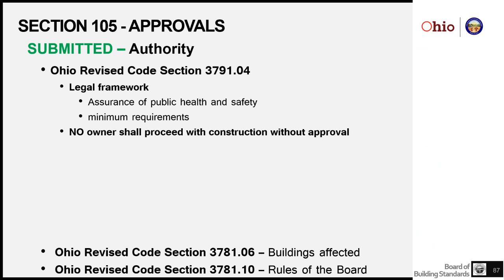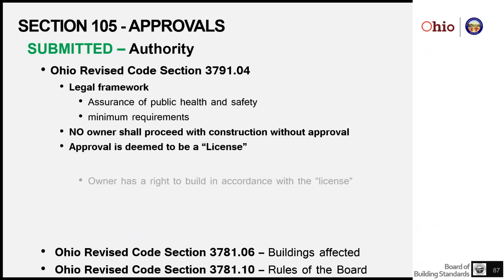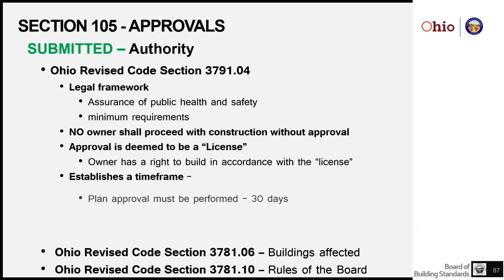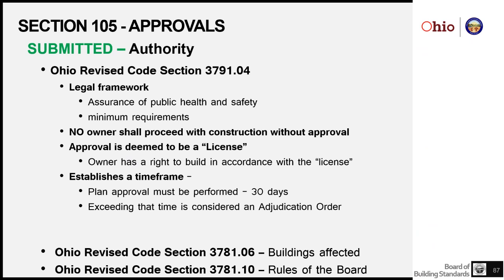3791.04 says that you can't proceed with construction without approval from the authority having jurisdiction. That approval is a license that says you can build what you have submitted, and that submission is approved. That approval says that if built in accordance with that, it is in compliance with the rules of the board. There are established timeframes for this.